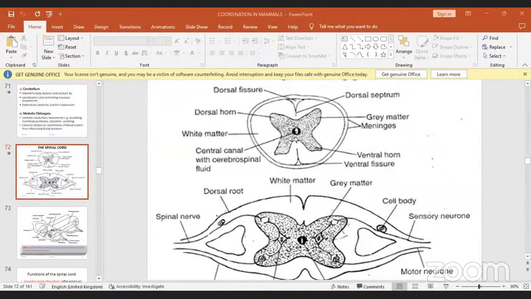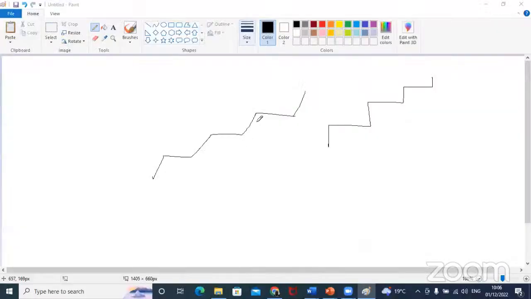Well, we can't see. Sorry. Let me share. We can't see the graph that you're drawing. Let me share. Sorry. Are you able to see now? Yes. Yes. Yes.